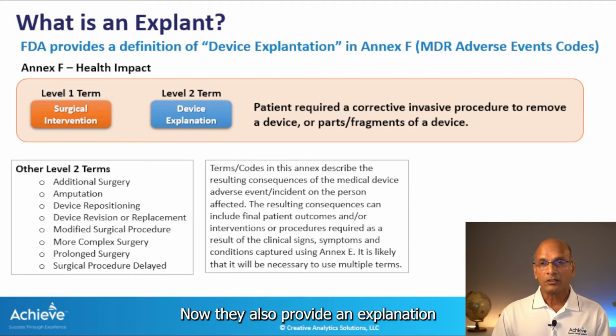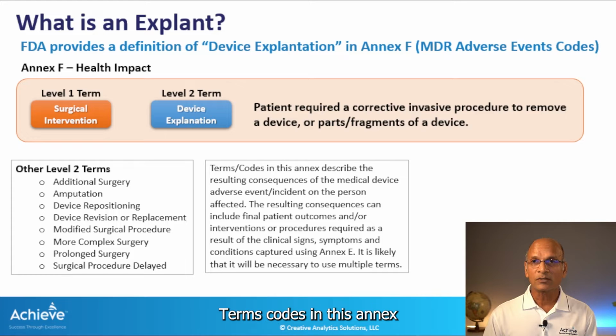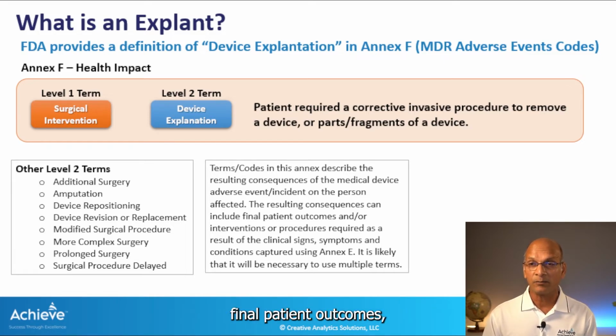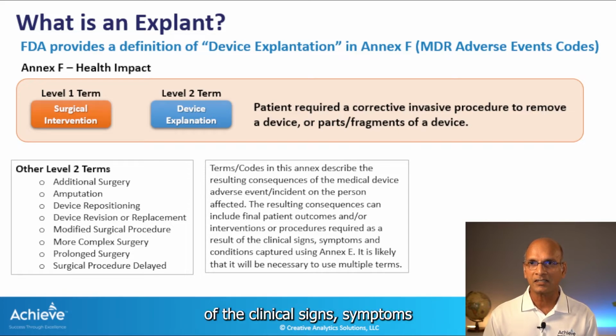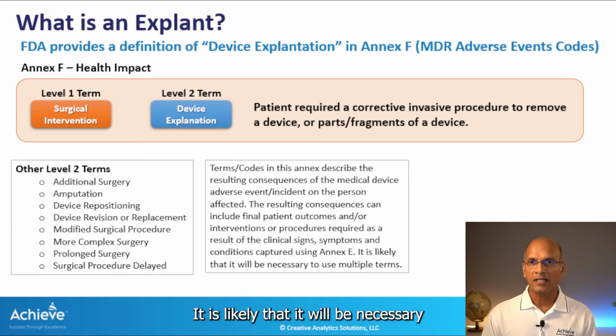Now, they also provide an explanation which is good for us to understand here. Terms and codes in this annex describe the resulting consequences of the medical device adverse event incident on the person affected. The resulting consequences can include final patient outcomes, including death as a patient outcome, and/or interventions or procedures required as a result of the clinical signs, symptoms, and conditions captured using Annex E. It is likely that it will be necessary to use multiple terms.